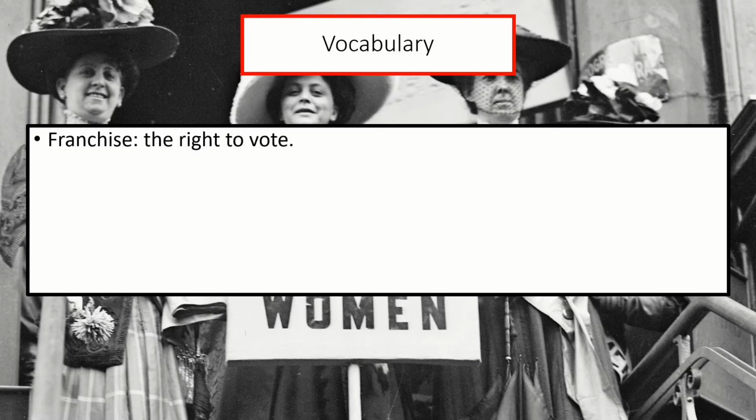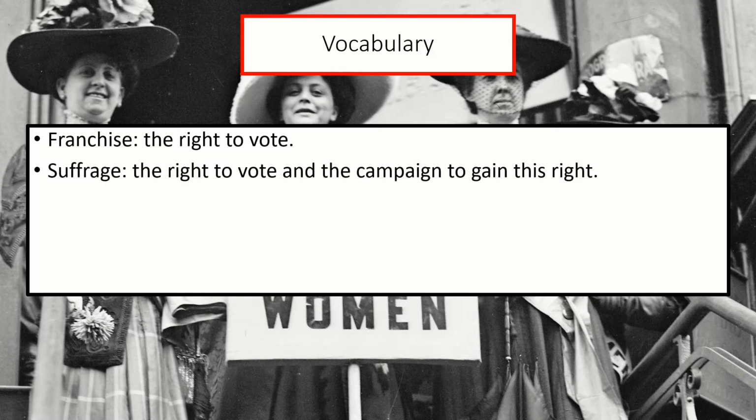So the first thing, a word that you might encounter, is the franchise. Now, franchise is just basically the right to vote. If you have the franchise, you have the right to vote. So at the start of the 20th century, or prior to World War I, women were denied the franchise. They were denied the right to vote.